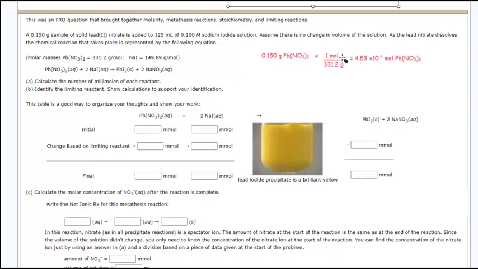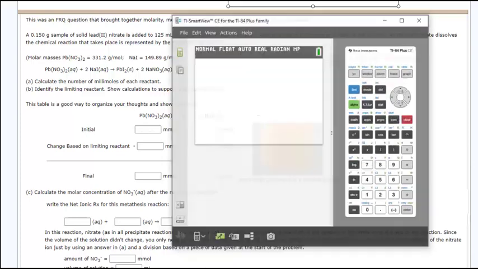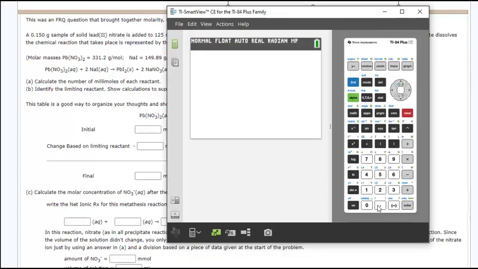Now you may be so good, to know that, hey, all I got to do is grab my calculator and take this 0.15 and divide by the molar mass, 331.2, and get the answer. Now I'm going to do something very quickly. I'm going to change this to millimoles by multiplying by 1,000.